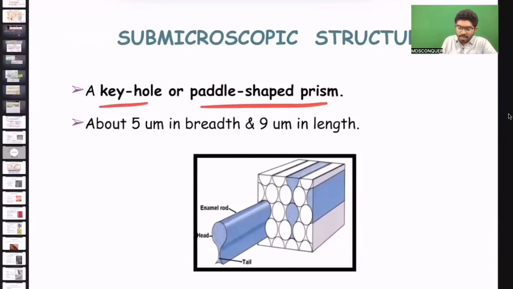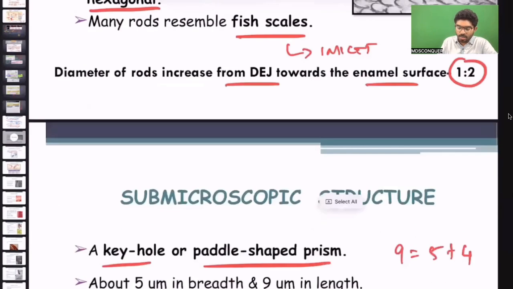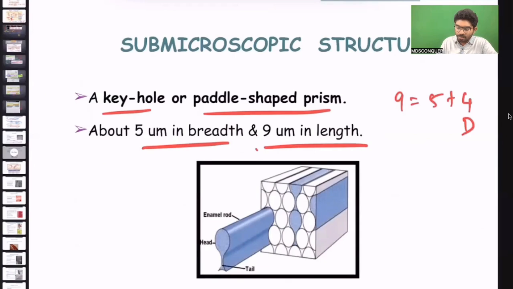Okay, so we have already discussed the diameter is 4, breadth is 5, length is 9. It's very simple, like 9 is equal to 5 plus 4. Easy, right? 5 plus 4, 9. So 5, 4, 9 are the values that you have to make a note regarding these enamel rods.